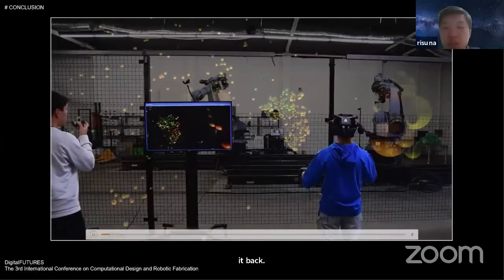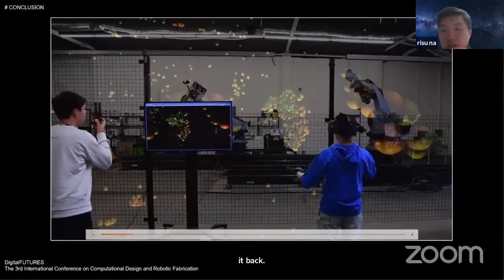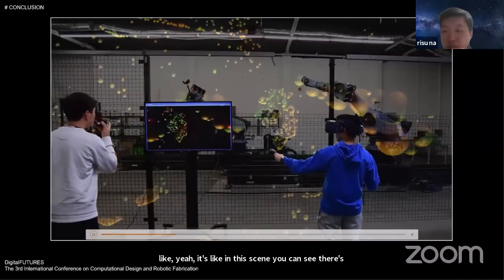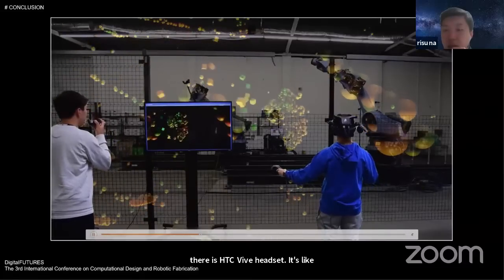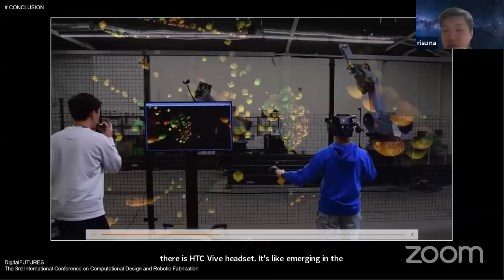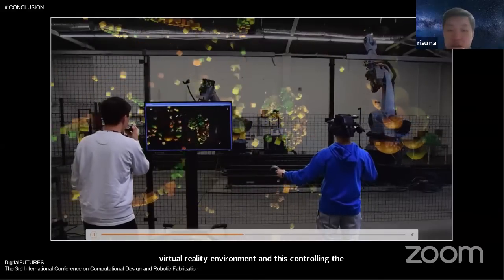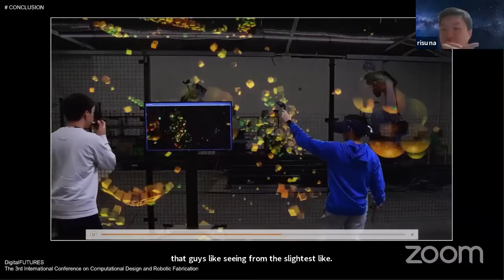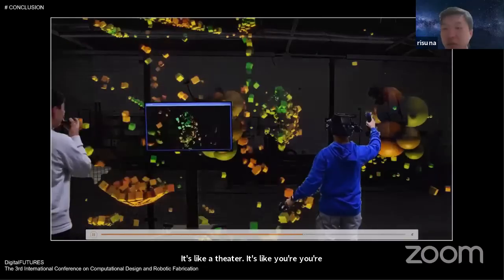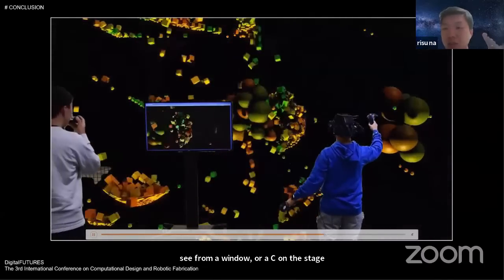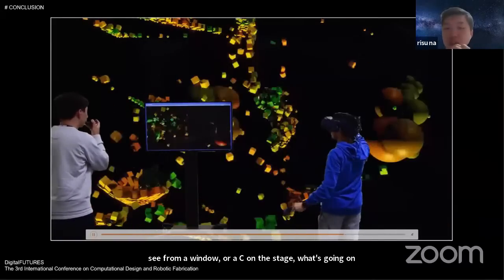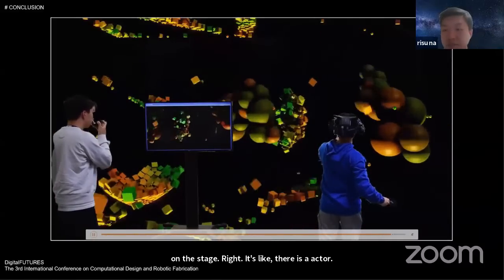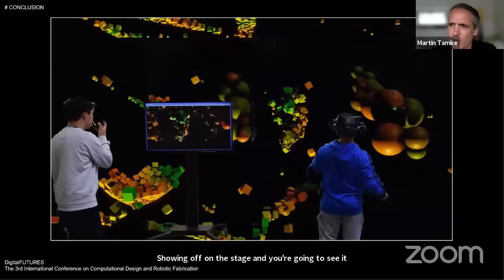In this scene, you can see on the right-hand side, that guy has an HTC Vive headset. He's immersed in the virtual reality environment, and he's controlling the avatars and the robots. And on the left-hand side, that guy is seeing from a theater, like you see from a window what's going on the stage. There is an actor showing off on the stage, and you see it.